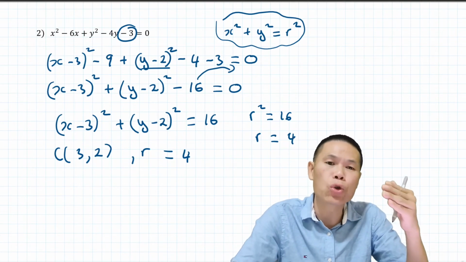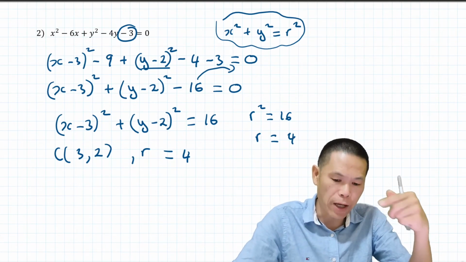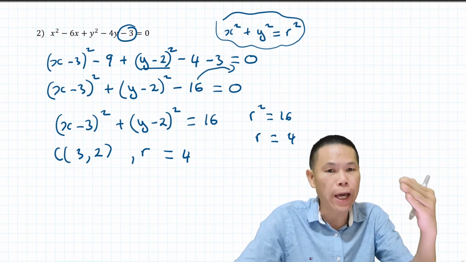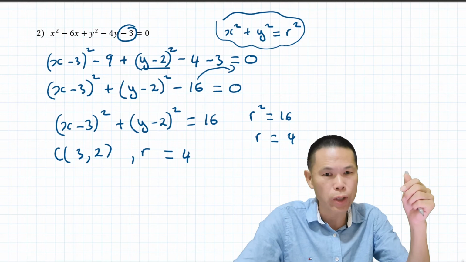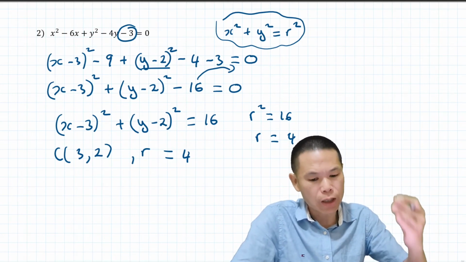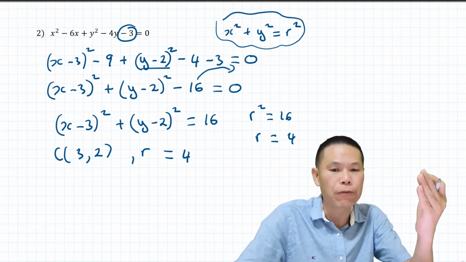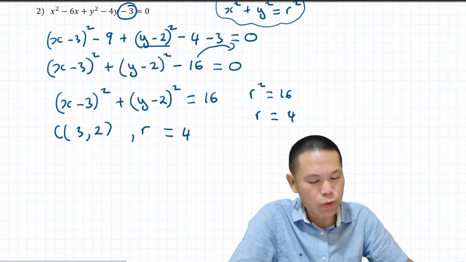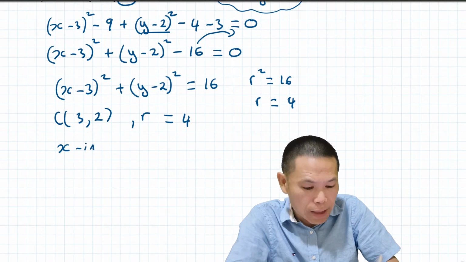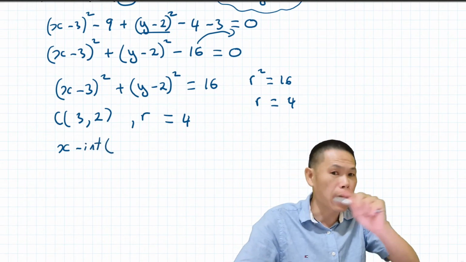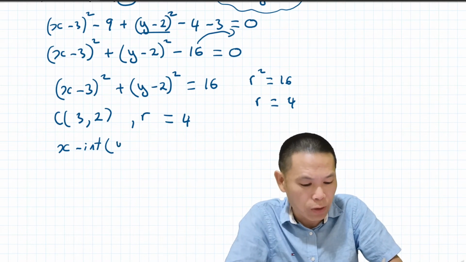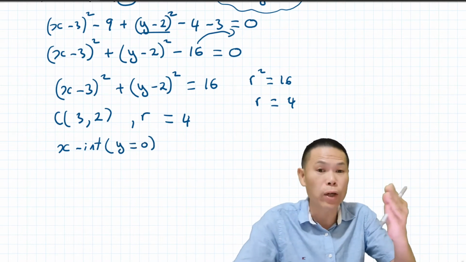Now I can either draw the circle first and then find the x and y intercepts and put the values in, or I can find the x and y intercepts first and then do it all together. Whichever one you like, it doesn't really matter. So let's find the x-intercept first. The x-intercepts are where it cuts the x-axis, so at that point y is equal to 0.